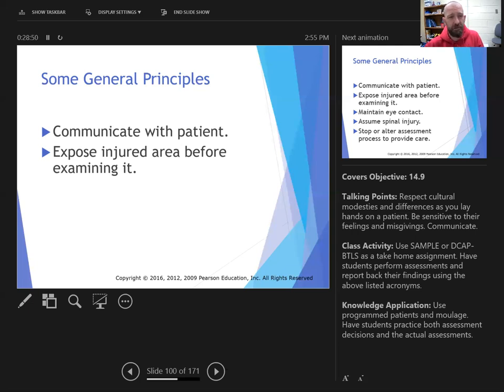Always expose an injured area before you examine it, so make sure you're examining that. Maintain eye contact when you're talking with them. Obviously, just general nonverbal communication things there.